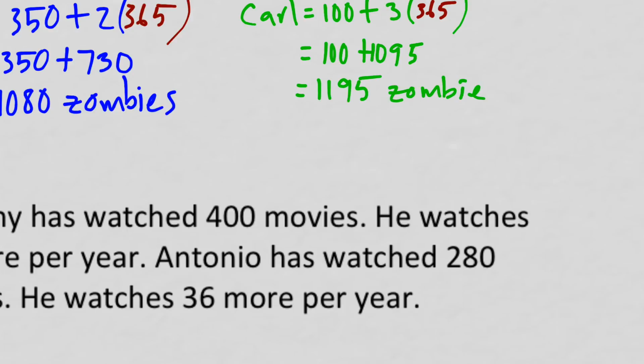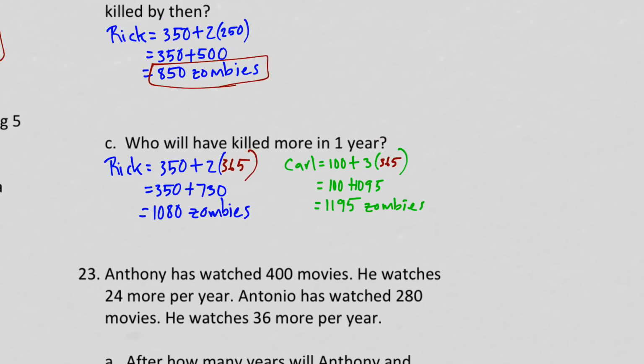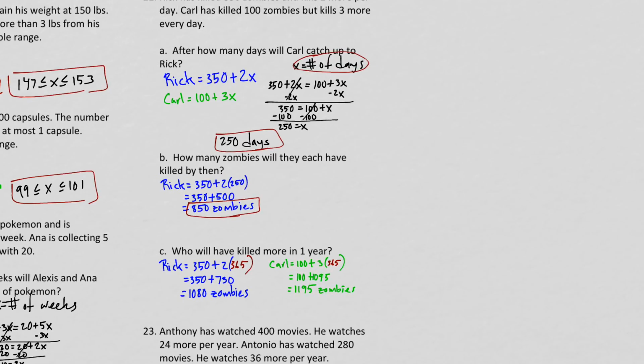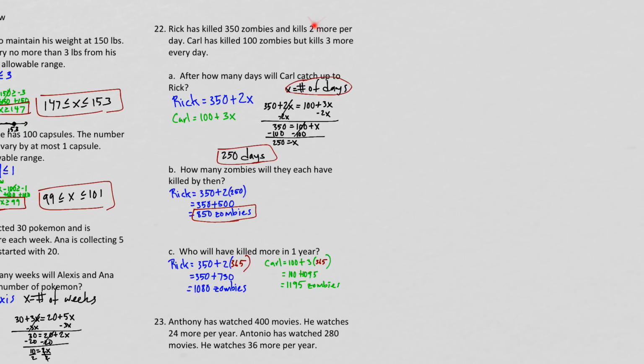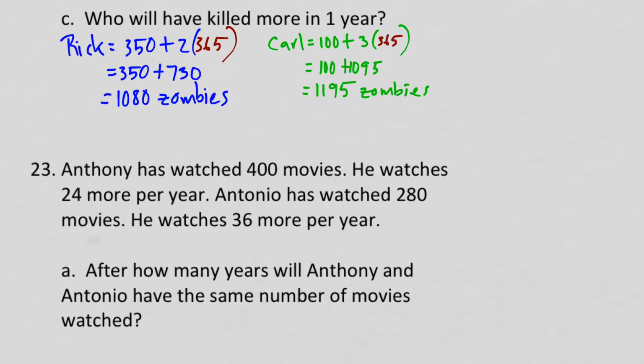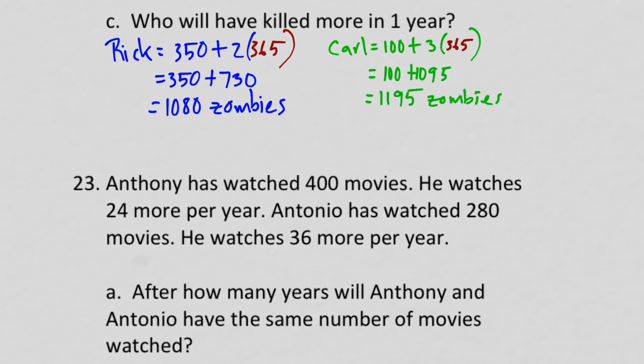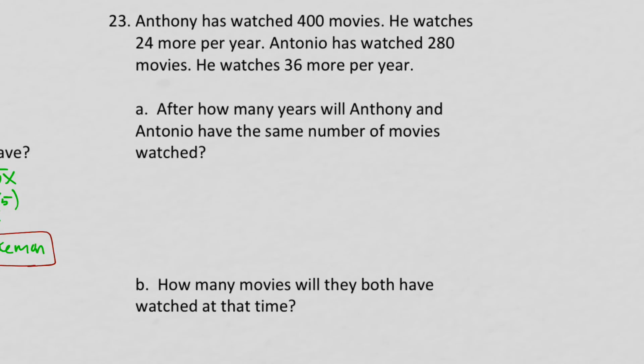And it looks like, because Carl is going at a faster pace now, even though Rick started with more, 350, and Carl started with 100, Carl is going at a faster pace of 3 per day, while Rick is going at a pace of 2 per day. It looks like if it's 1 year later, Carl wins. 1,195 zombies. Alright, your turn.